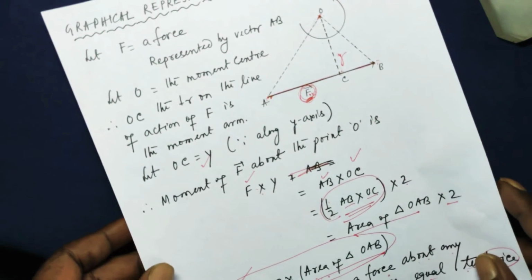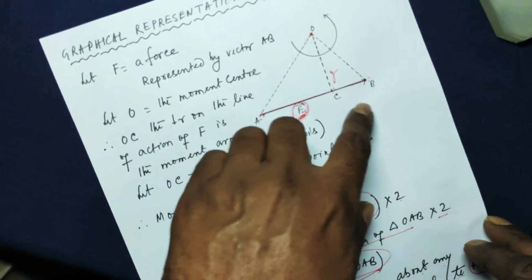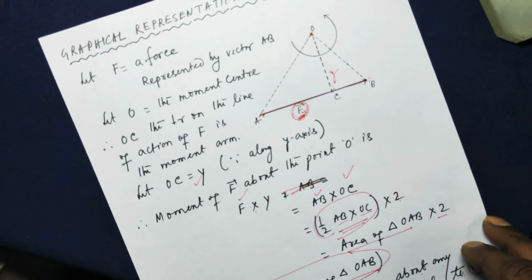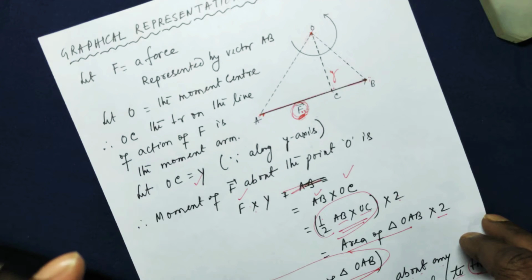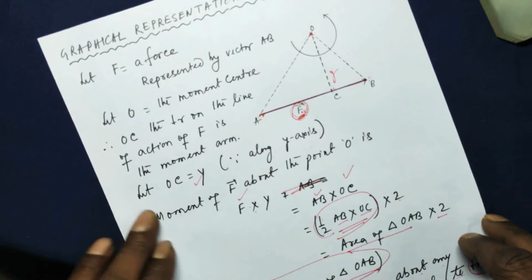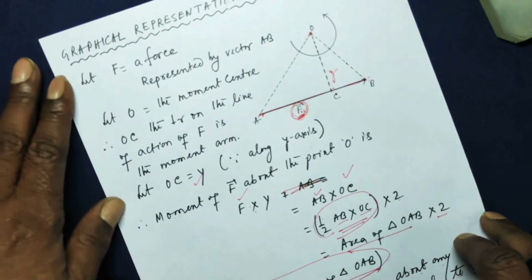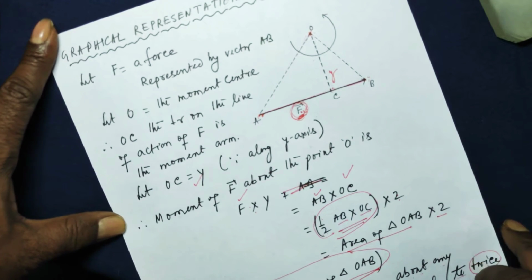Now let us then go back to the graphical representation of moment. Graphical representation of a moment. Now, don't look at these red parts initially, because while I was trying to shoot this video, the video in between went wrong, so I had to reshoot it. So I am using the same paper once again, but I will explain word by word. So graphical representation of moment of a force.